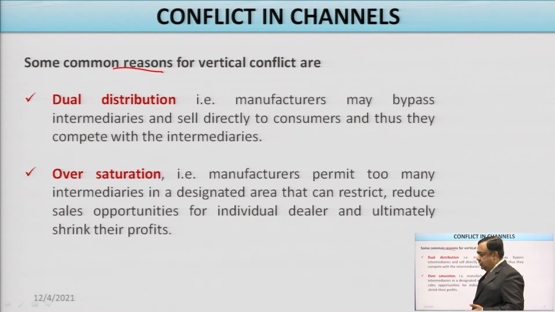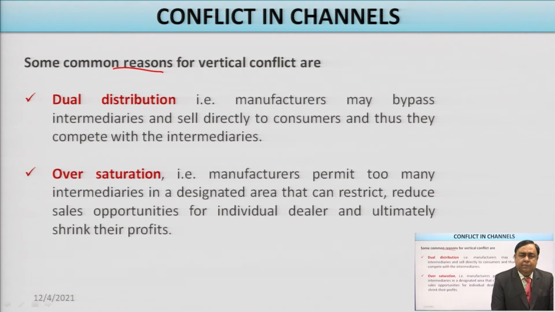Suppose there is one organization who has recruited the intermediaries to distribute their products, to sell their products, and the company suddenly starts selling the product directly to the customers. Automatically there is a competition generated. The customers will try to bypass these intermediaries. So, that will lead to a sort of channel vertical conflict. This is what we are calling the conflict due to dual distribution, two parties distributing at the same time.